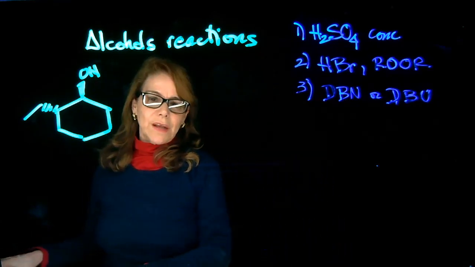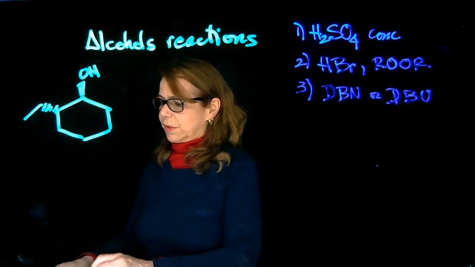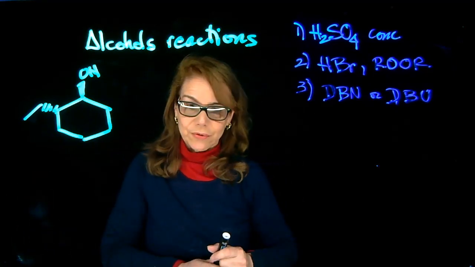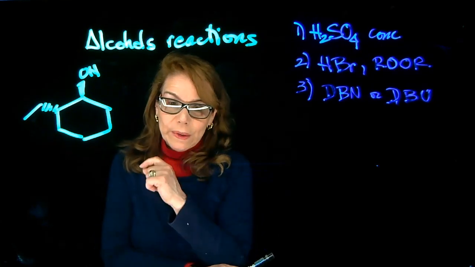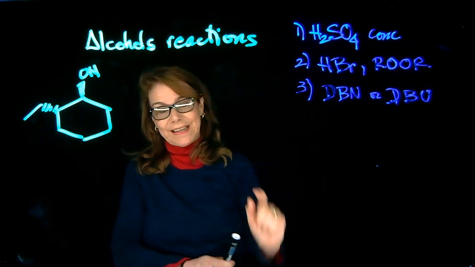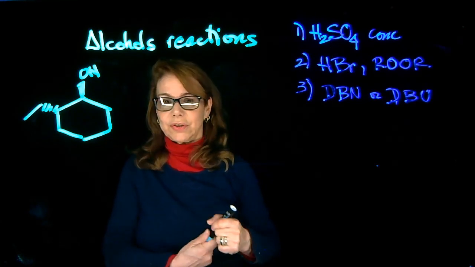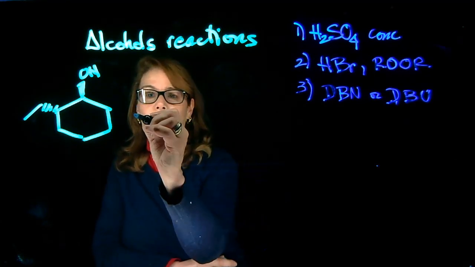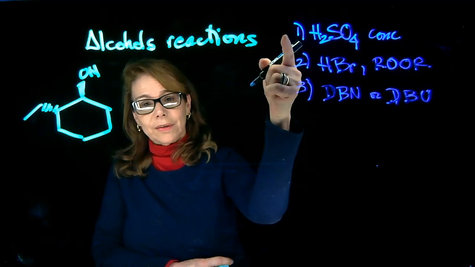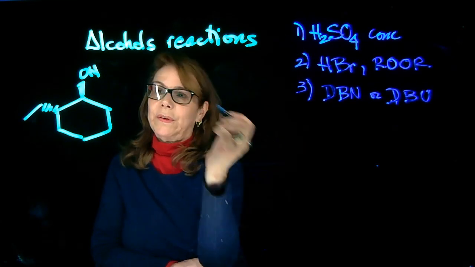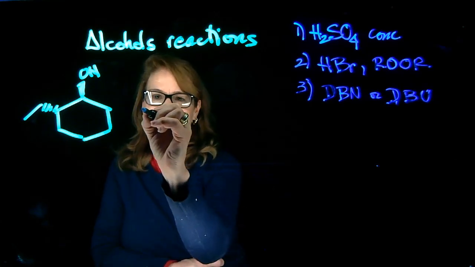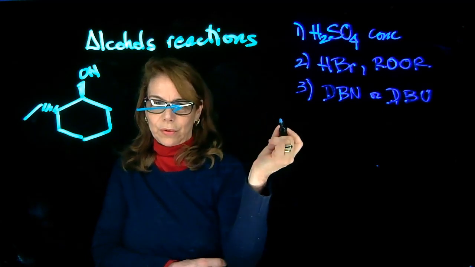So the first step says that we are doing a reaction with concentrated sulfuric acid. That condition favors the elimination reaction, and it is under acidic conditions, so what you will form here is an alkene. Under acidic conditions, remember that we always transform the OH into a good leaving group.